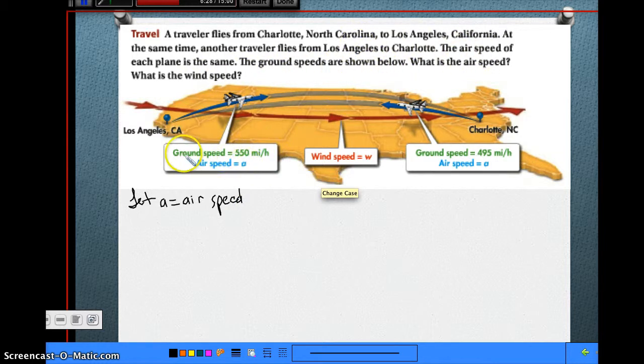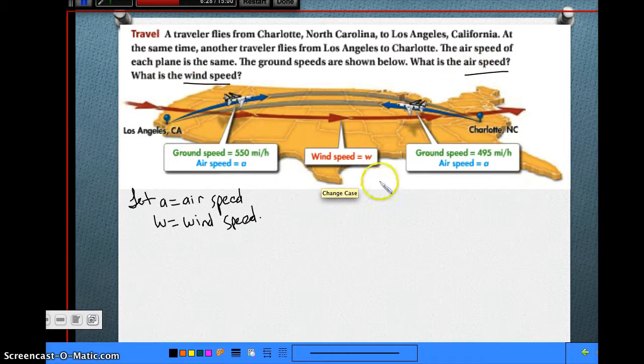So the ground speed for the west to east coast plane is 550 miles per hour, whereas the east coast to the west coast plane is 495 miles per hour. The ground speeds are shown below. What is the airspeed? What is the wind speed? Now, the wind speed is W. So W, I'm going to identify that as equal to the wind speed. It says what is the airspeed and what is the wind speed.